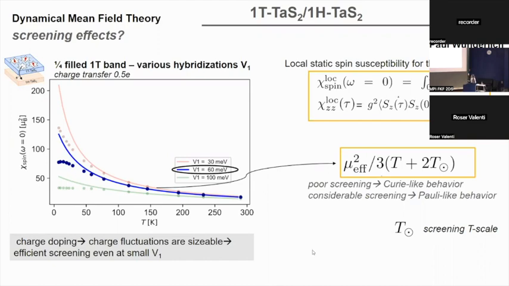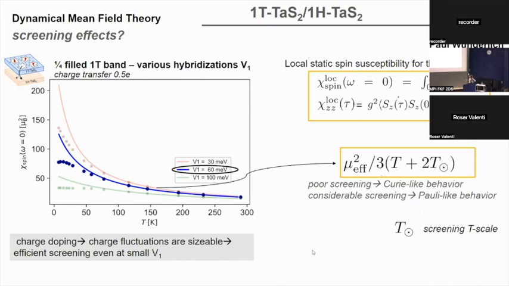And now what I'm showing here is how this susceptibility behaves as a function of different hybridizations, where these 60 millielectron volts is the real hybridization in the system. So the straight lines show the susceptibility behavior that you would expect if your magnetic moments wouldn't be screened. If they are not screened, you are going to expect a type of Curie behavior.